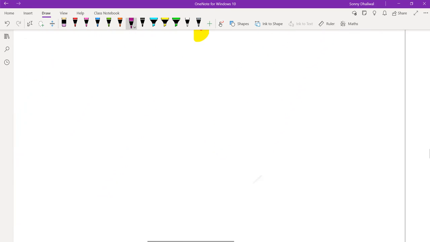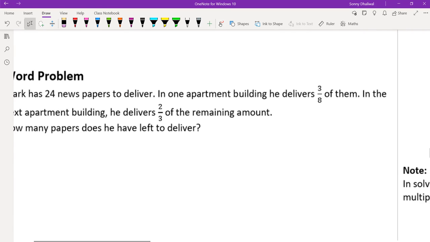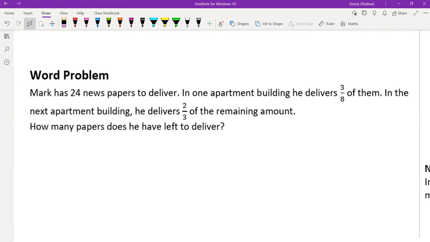All right. Good. The word problem. So we have Mark, who has 24 newspapers to deliver. In one apartment building, he delivers 3/8 of them. Then he goes off to the next apartment building, he delivers 2/3 of whatever he has left over. And so the question is, how many papers does he have left over at the very end?